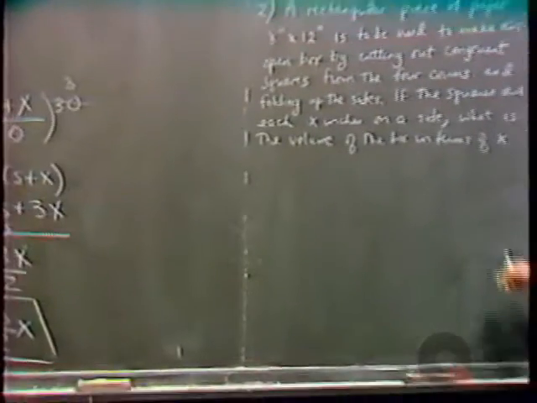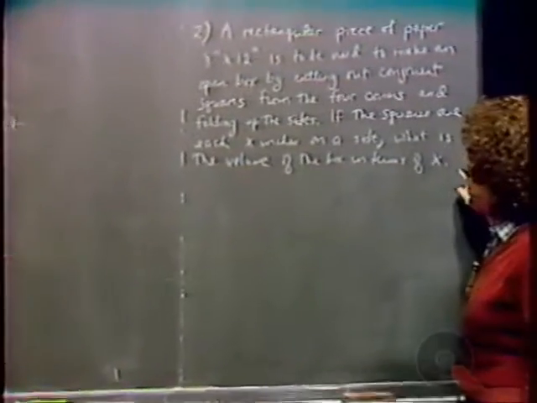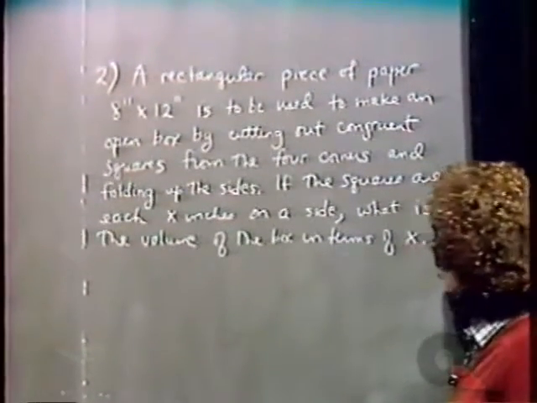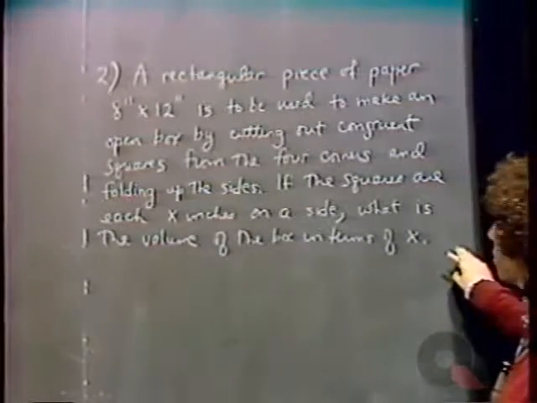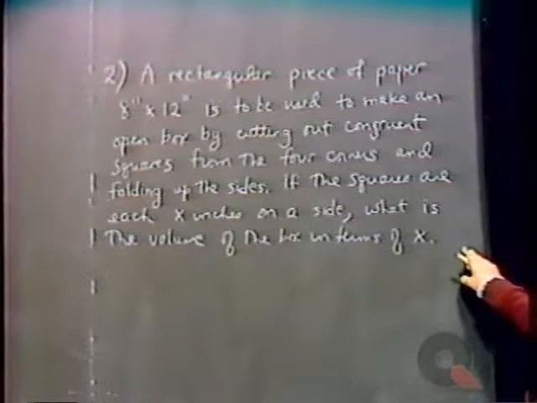The second problem on our sheet is the following. A rectangular piece of paper, 8 inches by 12 inches, is to be used to make an open box by cutting out congruent squares from the 4 corners and folding up the sides. If the squares are each x inches on a side, what is the volume of the box in terms of x?